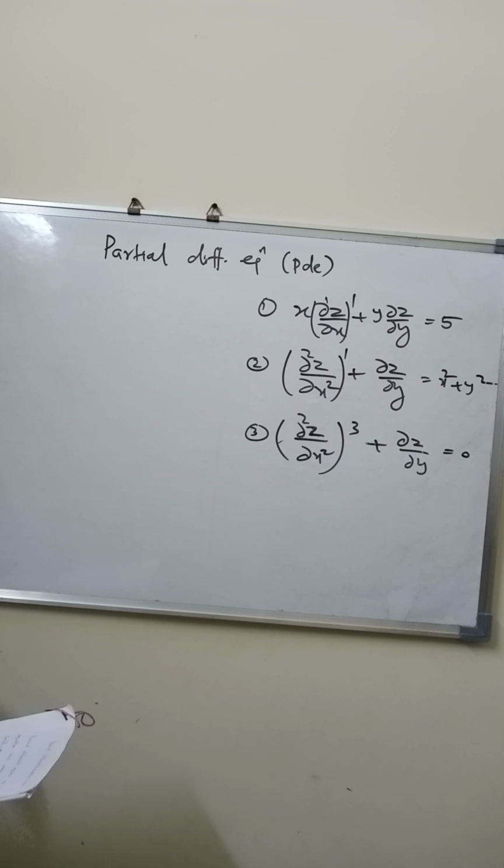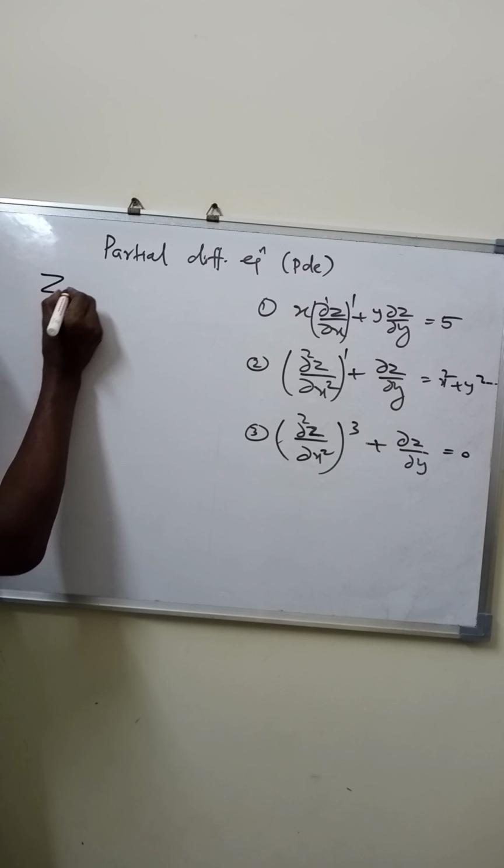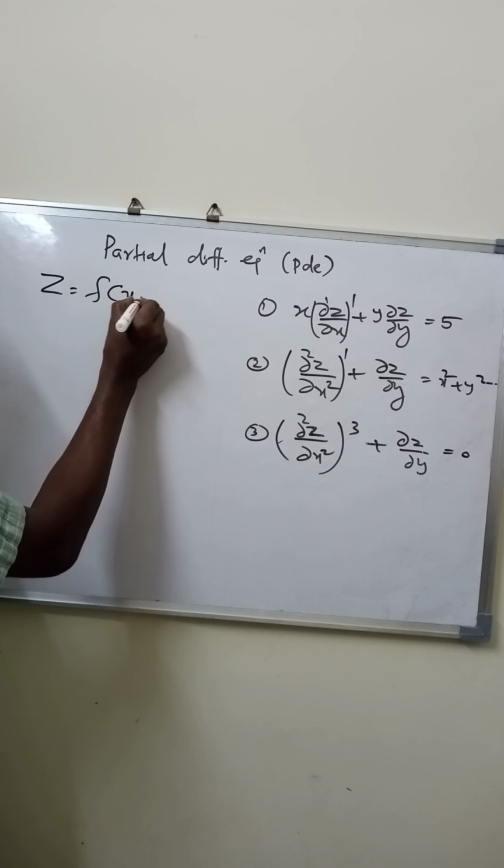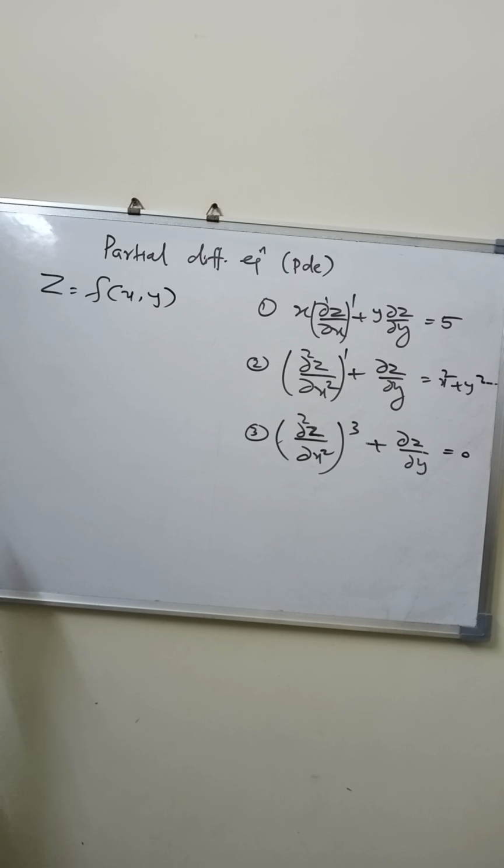What is the definition of a partial differential equation? Partial differential equations are those equations which contain partial differential coefficients, independent variables and dependent variables. Suppose a function z is equal to f of x, y. Here x and y are the independent variables, z is the dependent variable. Now, the partial differential coefficients are denoted by the following notations.